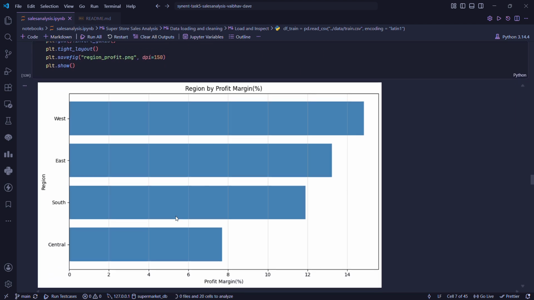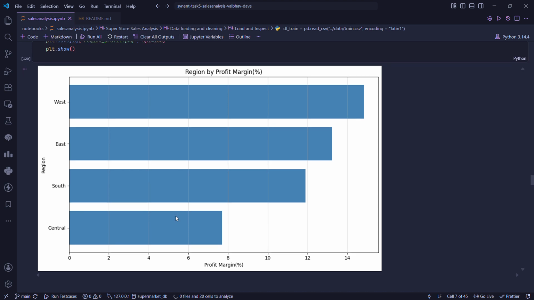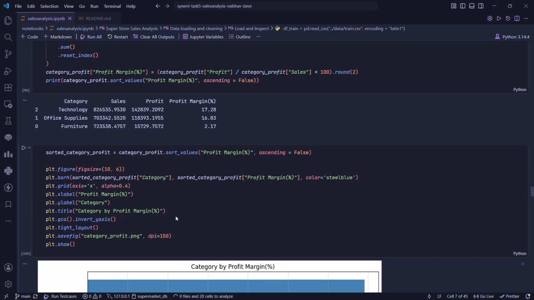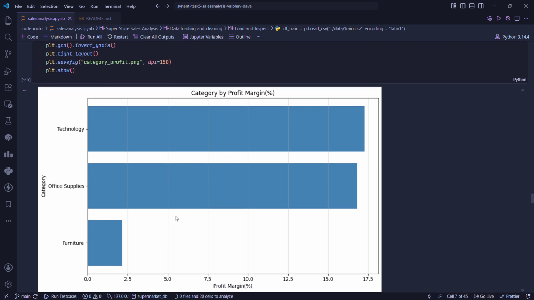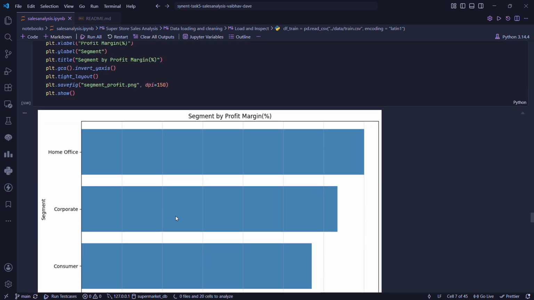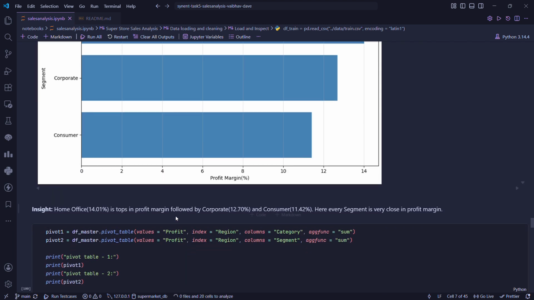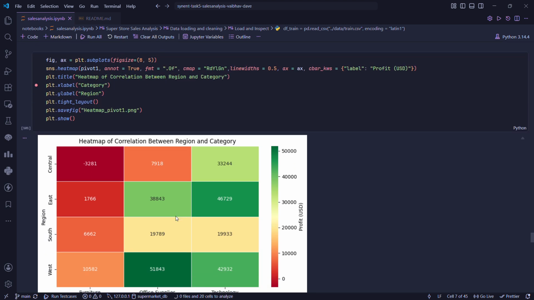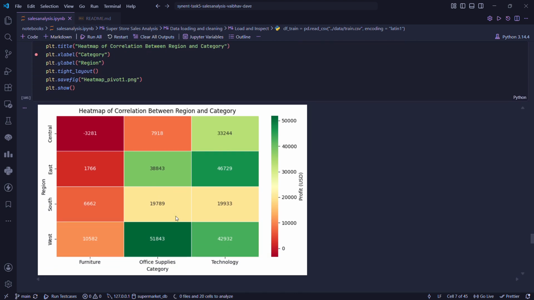The next is profit analysis. This is the profit margin by region, the category wise profit margin, and this bar chart is segment wise profit margin. This is our third main chart.